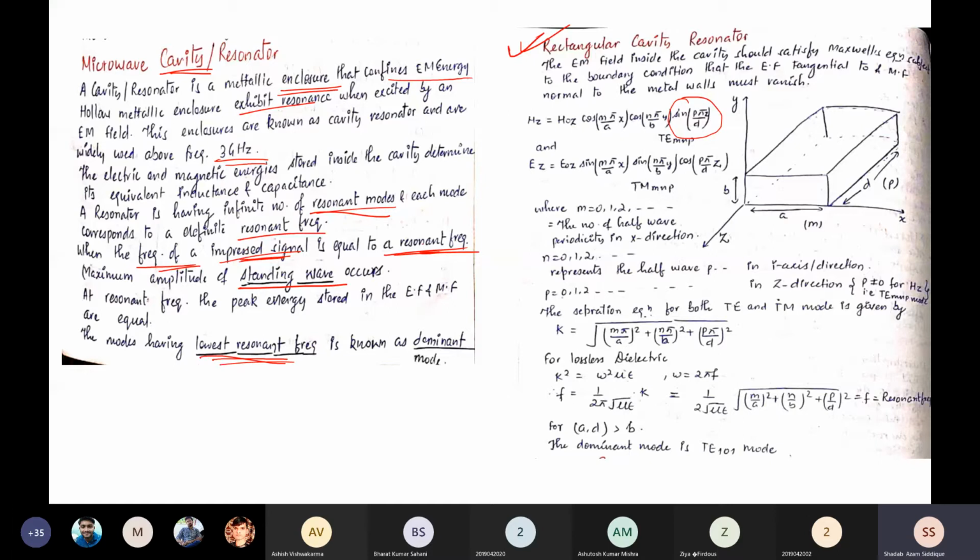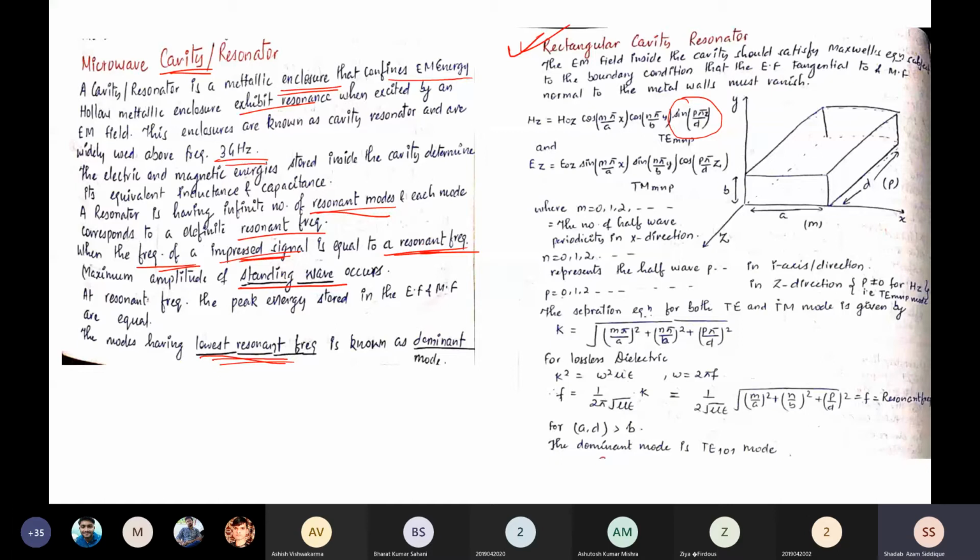So we have a rectangular cavity resonator. For the rectangular cavity resonator, we have a rectangular structure, with dimension A in X and B in Y. And similarly in the Z direction, we have D. So we take M as the mode number existing in the X direction. So M, N, and P. Similarly, we have N and P mode numbers.